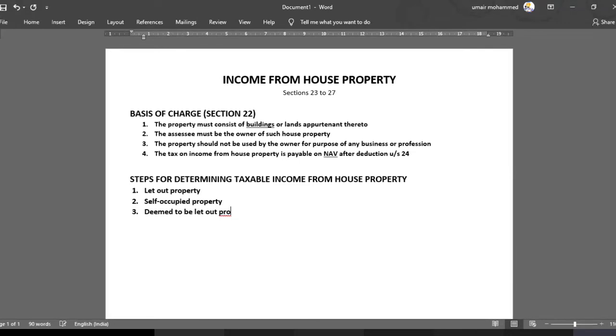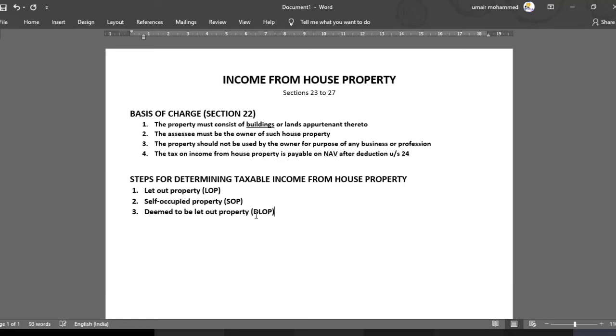What is a let out property? By reading this itself, you can know that it's a property which is given on rent. So there is no explanation required for this. For this also, there is no explanation required. Self-occupied property is occupied by the owner for himself. What you need to understand is this.